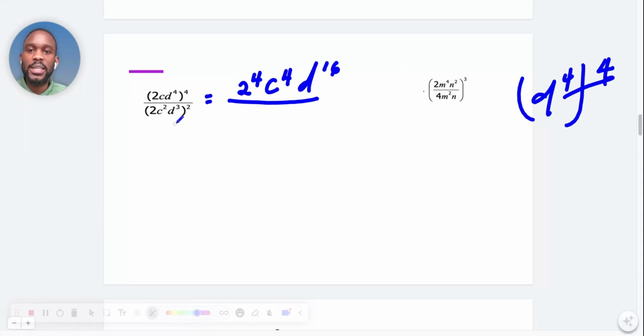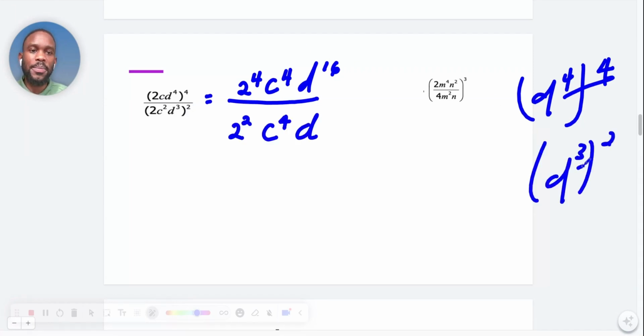And then if you go to the denominators, it's the same thing. Simply multiply out these two, which will give you D exponent 6. So D exponent 6. All right. Now let's apply the quotient rule.